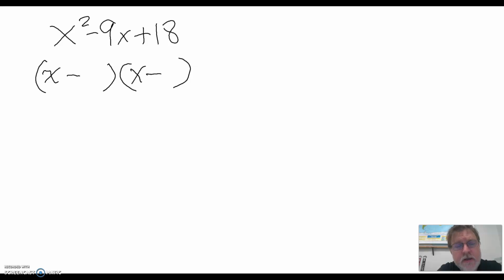6 and 3. Okay, well, that works because if I multiply negative 3 times negative 6, that gives me positive 18, and if I add negative 3 to negative 6, I get negative 9. So that's where I would need it to be, and so these are now my binomials.